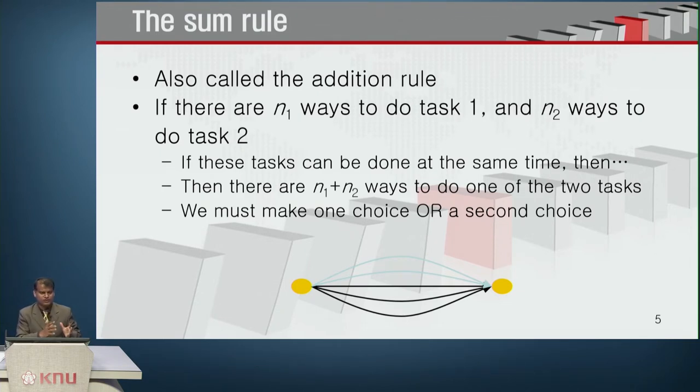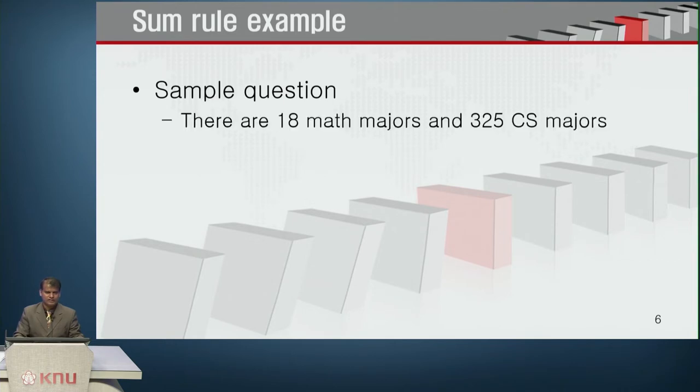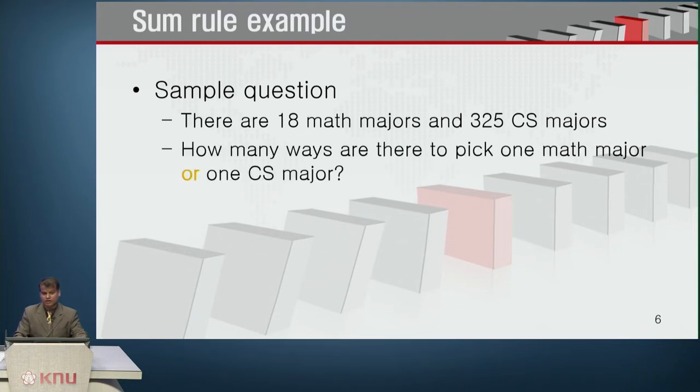Here we have one choice or the second choice. So that's why we give this sum rule. Let's see some examples here. You have 18 math major courses and 325 CS major courses. So the question is, how many ways are there to pick one math major or one CS major?